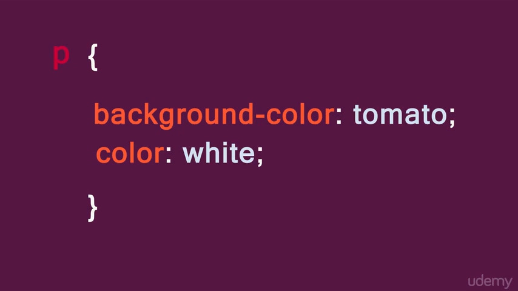And in our example, we target all paragraphs and change their background color to tomato and their text color to white. So now you know how to write CSS. In the next video, you will learn where to write it.